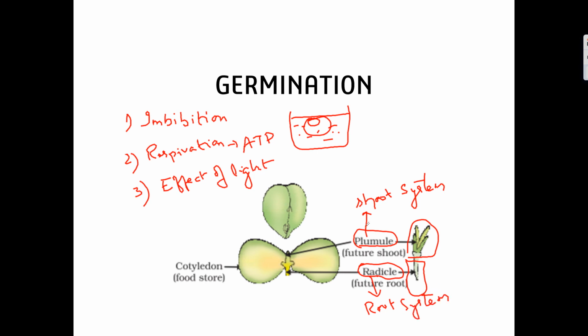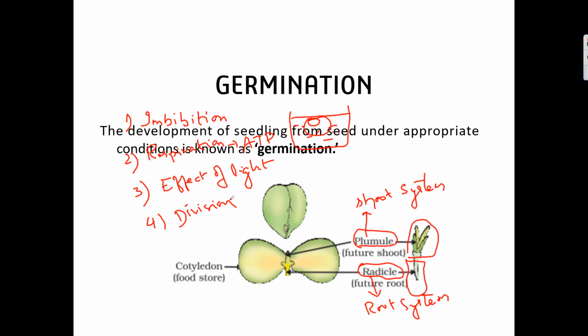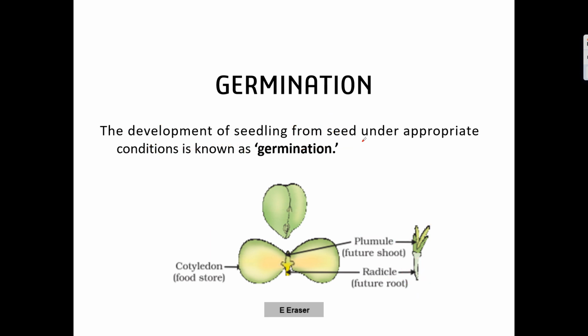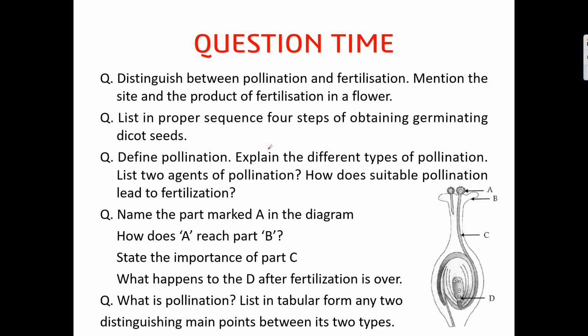Once the effect of light has started, it will keep on continuing. Divisions will take place, and this is how germination happens. So the development of a seedling from the seed under appropriate conditions is known as germination.